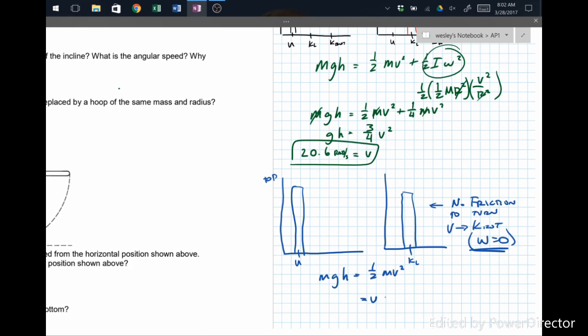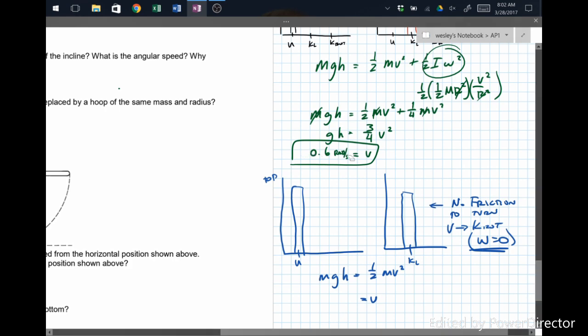I think I solved for something wrong here. Oh, sorry. 20.6 is not the right speed. It's 10.3 meters per second. 20.6 radians per second is omega. Now, when we come down here and solve for the final velocity without friction, because we don't have any rotational energy at all, we end up going a little bit faster. 12.7 meters per second. And there's no angular speed because we're not turning in any way.